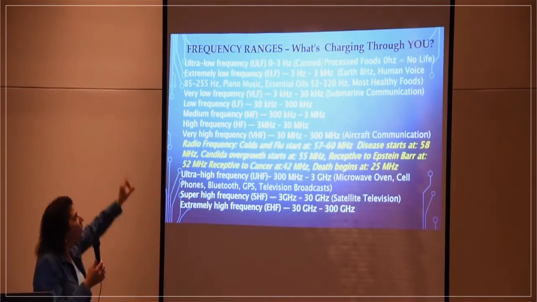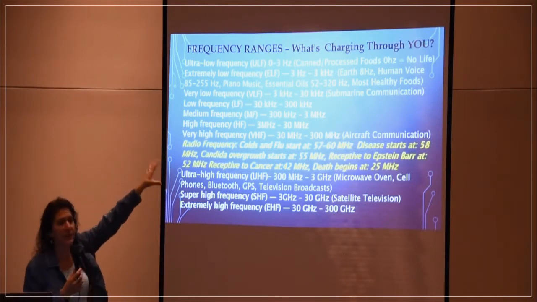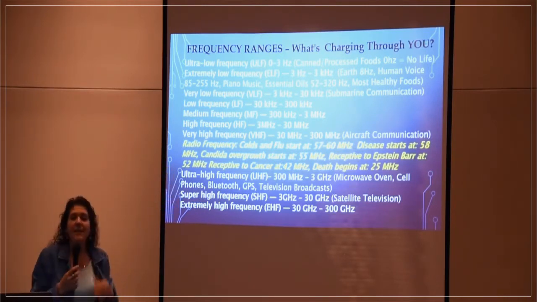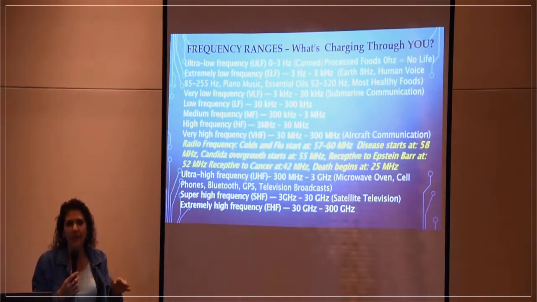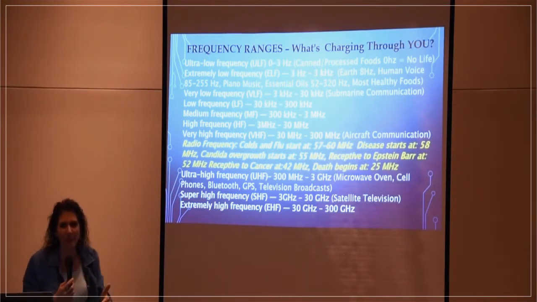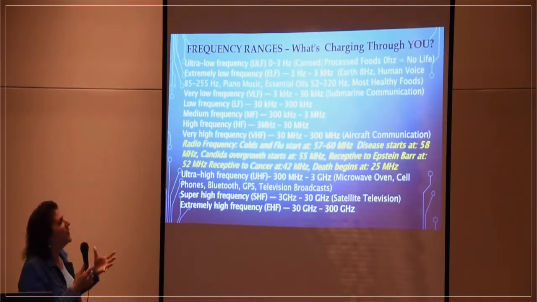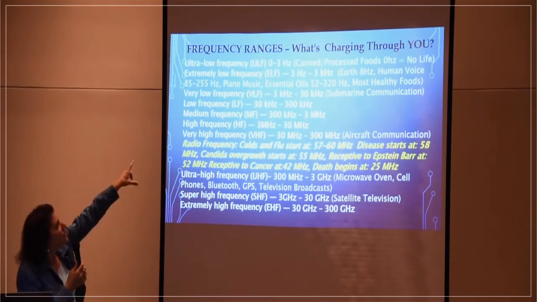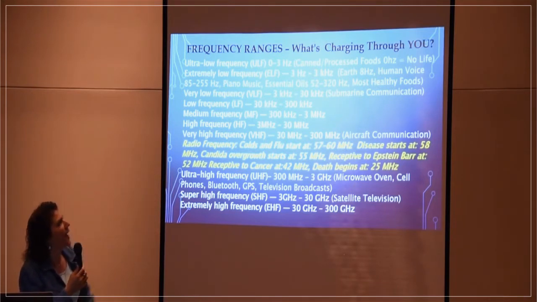What are frequencies? So we look at the ultra low frequencies, which are going to be your 0 to 3 hertz. Now that is where all your canned processed foods fall. There's no life. There's nothing. There's no reason to eat anything out of a can or that's processed, because there's nothing that will trigger your cell receptor sites, except it'll trigger your liver to hide it, because that's what your P450 pathway does in your liver. Extremely low frequencies, 3 hertz to 3 kilohertz.